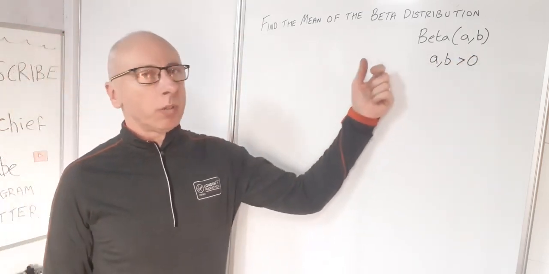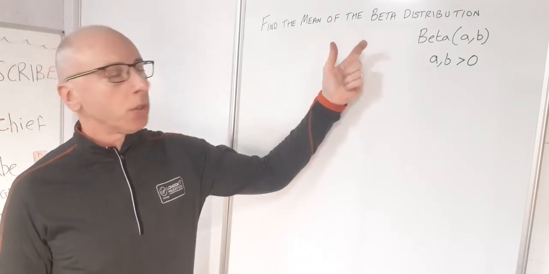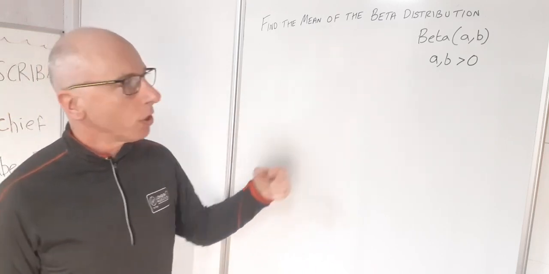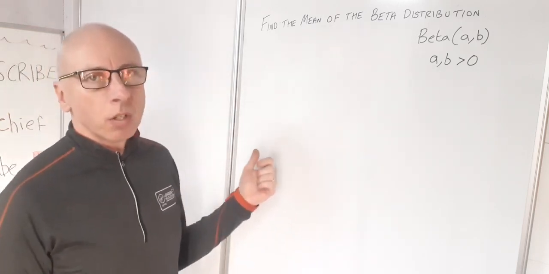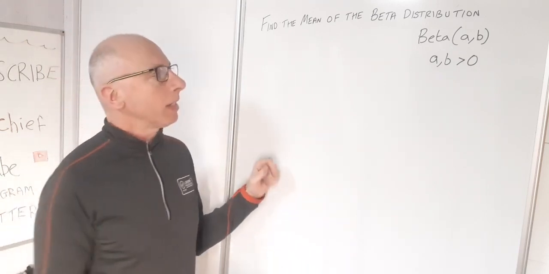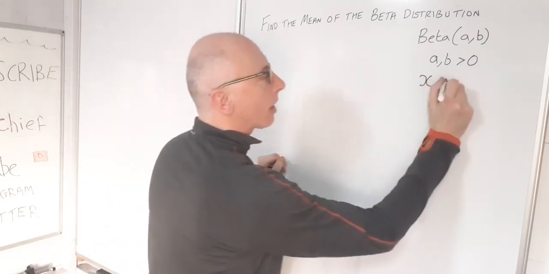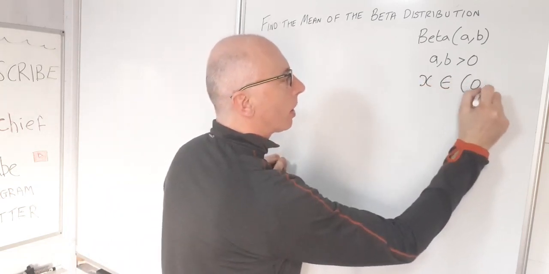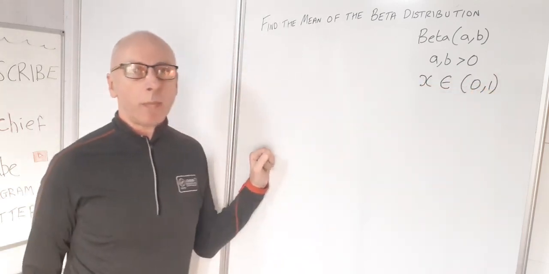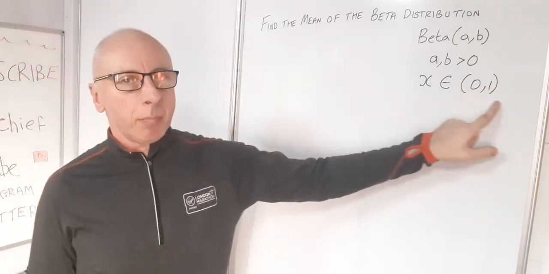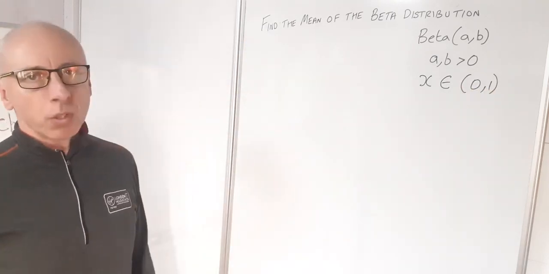Now, important before we can calculate the mean of this distribution is to know the support of this distribution. So the beta is normally interested in probabilities. So our random variable x is normally in the range of 0 to 1. So that's the basics of our beta distribution.